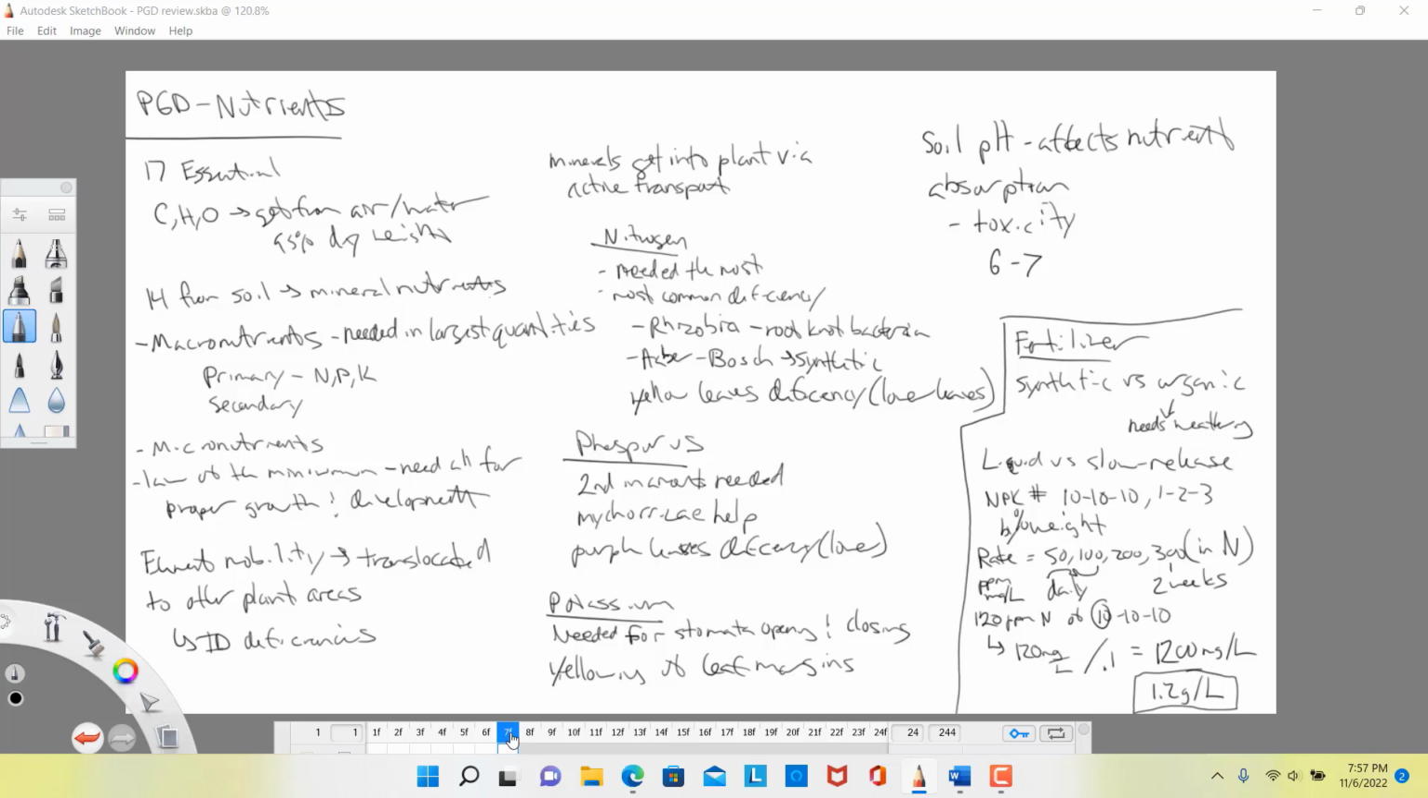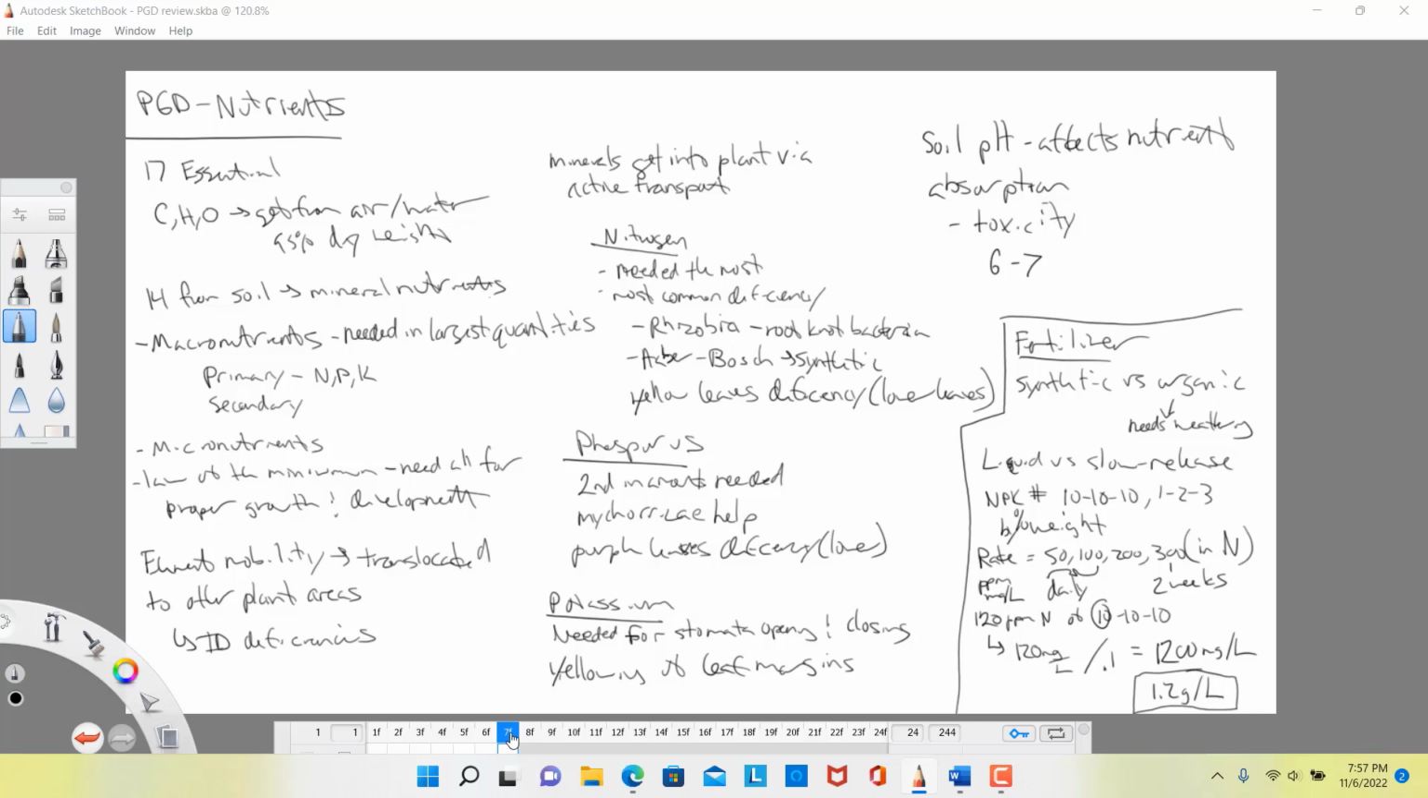Now, mycorrhizae help in obtaining phosphorus to our plant roots, and just like our nitrogen fixing bacteria, our mycorrhizae are fungi that form a symbiotic relationship with our plants, where our plants give them a little bit of carbohydrates, and they in turn help the plants access these nutrients that they otherwise couldn't access, including phosphorus.